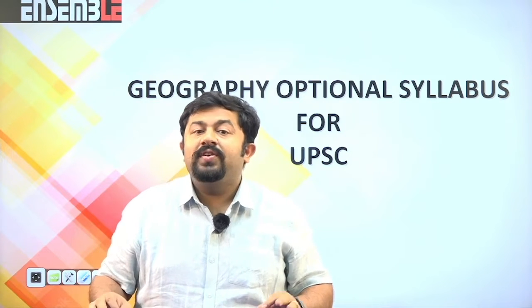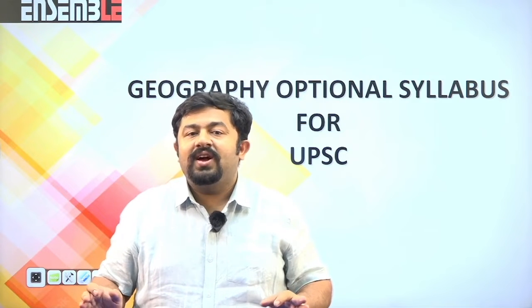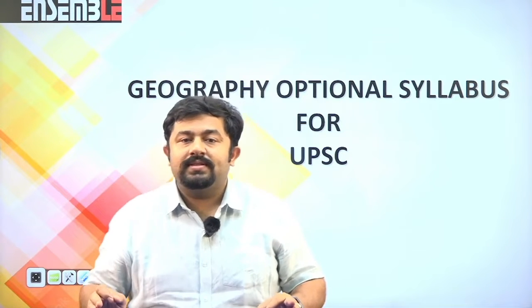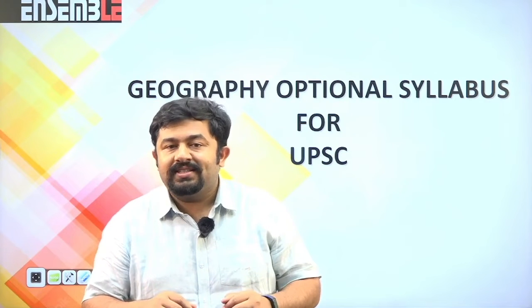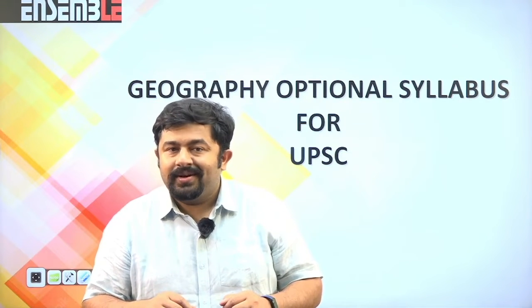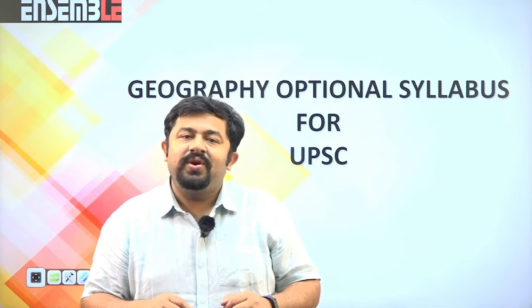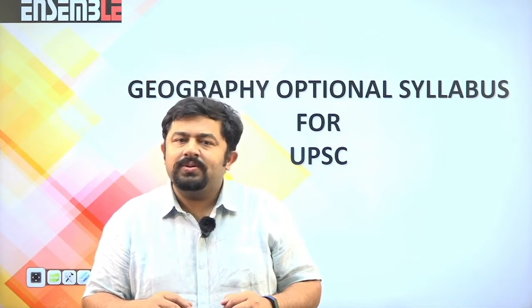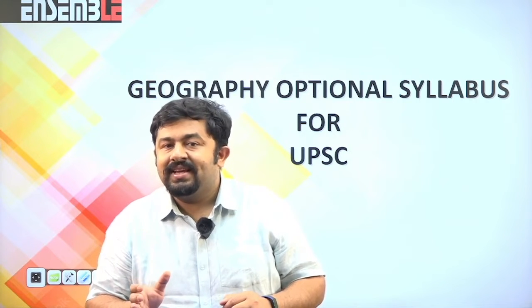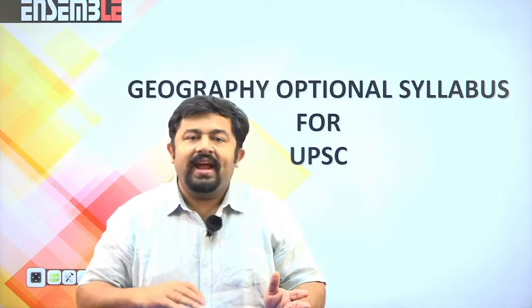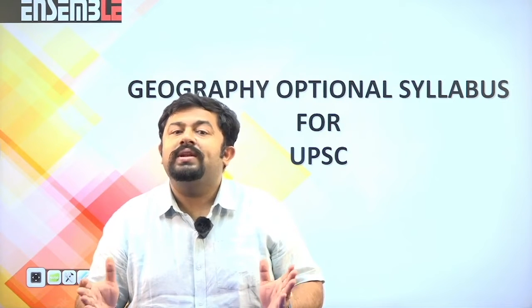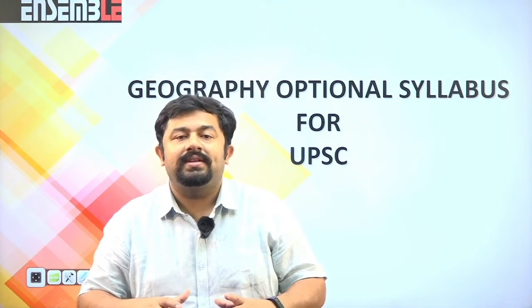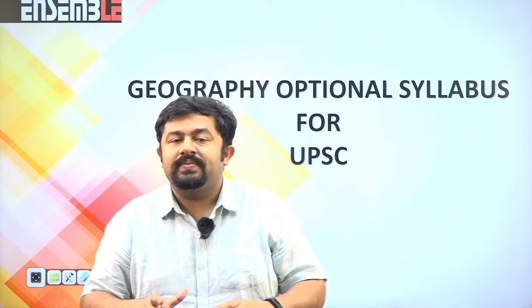Students often find it difficult to break down the geography optional syllabus for UPSC into simpler units for better understanding and planning. But don't worry, we will do it for you. In the optional, there are 20 chapters, 10 chapters in paper 1 and 10 chapters in paper 2. But we have clubbed these 20 chapters into 18 chapters for a better preparation.